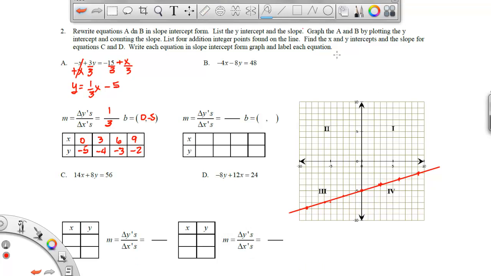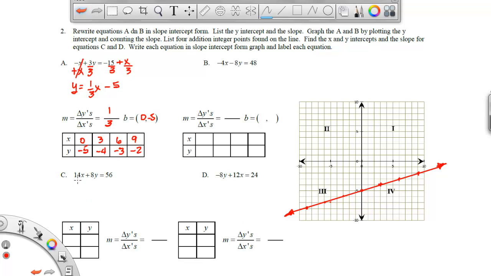So there we go. So let's look at our points. I have 0, -5. I have 3, -4. I've got 6, -3, and I have 9, -2. So this line matches those set of points right there. So now on the quiz, that's going to be worth some points. Your graph here is going to be worth some points. Your M and your B will be worth some points, and then your graph will be worth some points.